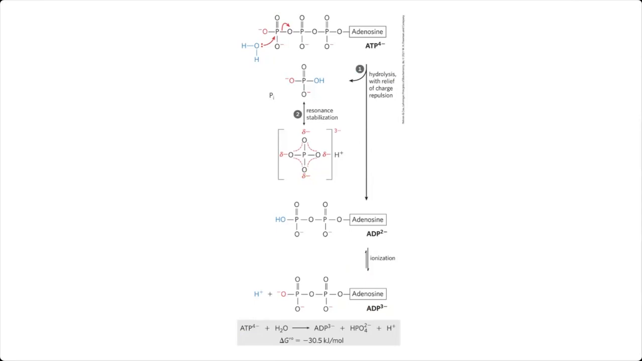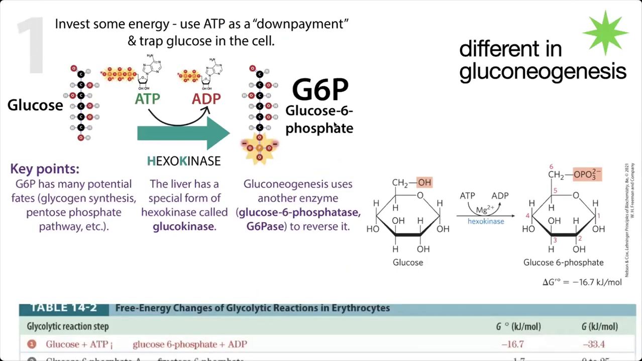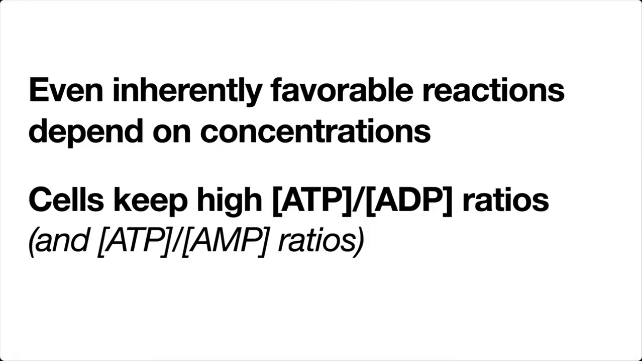These are going to make it so that we can then power the hydrolysis of this ATP in this reaction in order to add this phosphate group onto the molecule. This inherently is going to have a negative delta G naught. However, we're going to make it even more negative. And so how can we make it more negative? Remember that even inherently favorable reactions are going to depend on concentrations. And so if we can keep a high ATP-ADP ratio, we're able to make this even more thermodynamically favorable.